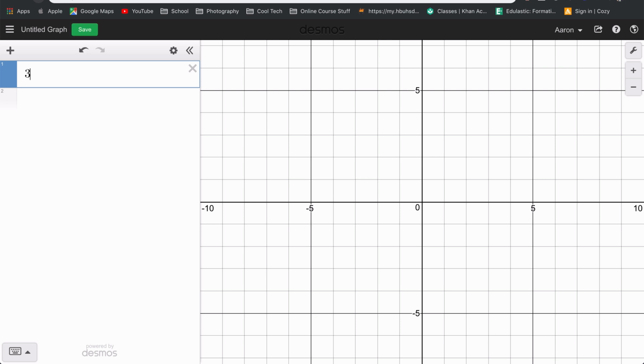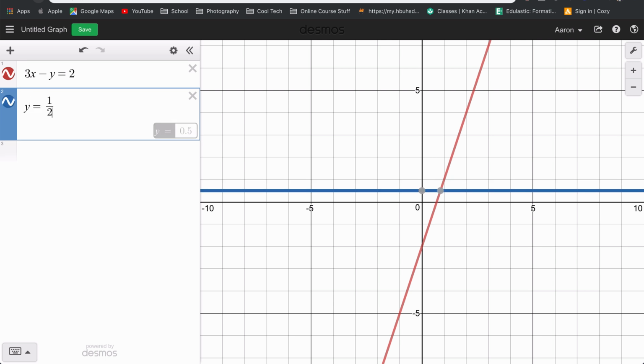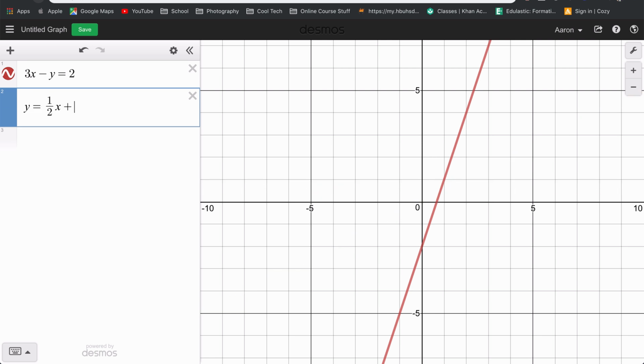So let's type up a couple of linear functions. So 3x minus y equals 2. That'll be our first line, graphed in standard form, and then we have y equals 1/2 x plus 3. So we have two lines here, a line in standard form and a line in slope-intercept form.